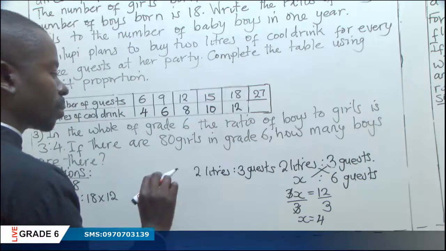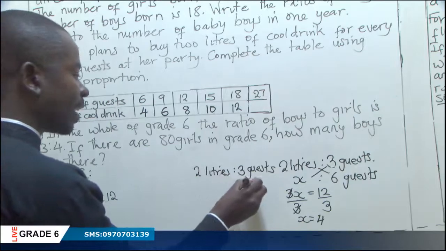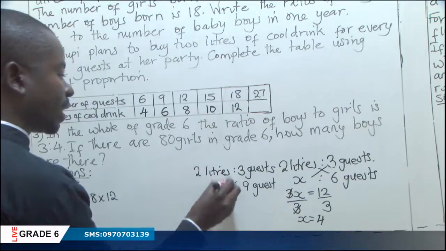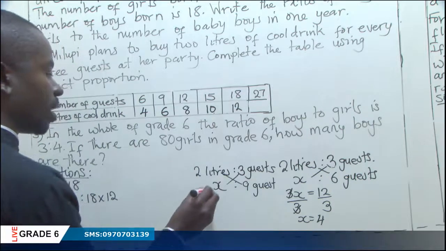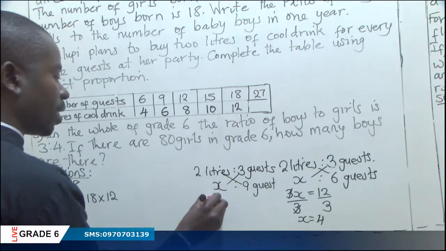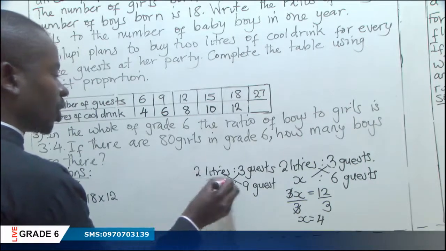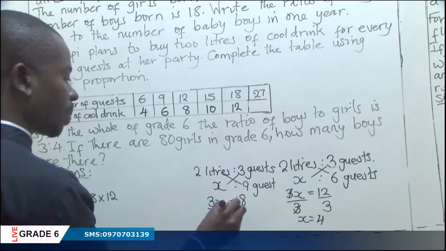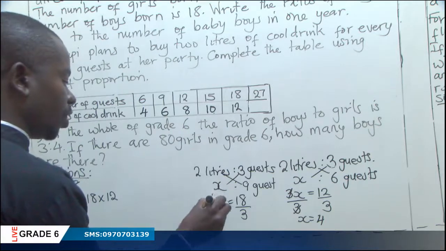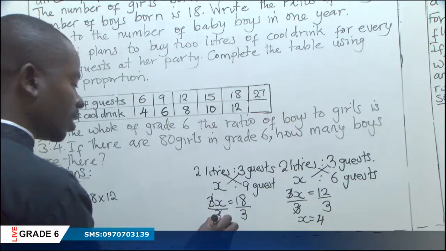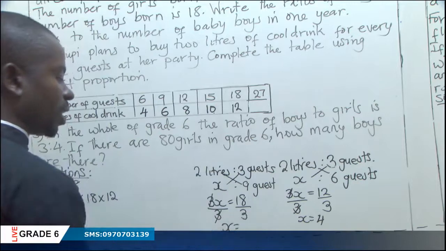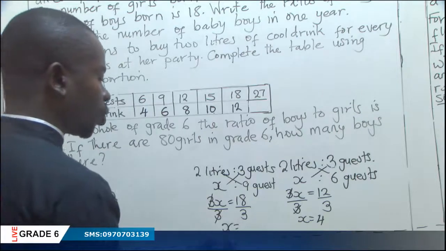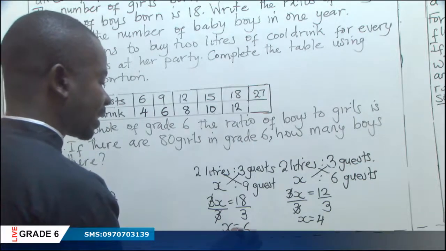What about for 9 girls, boys and girls? We don't know, so we put X there. Then you cross multiply. 3 times X is 3X equals 2 times 9, which is 18. Then divide by 3 on both sides. These two cancel each other, then X is equal to 3 into 18, boys and girls. What is 3 into 18? 3 into 18, the answer is 6.